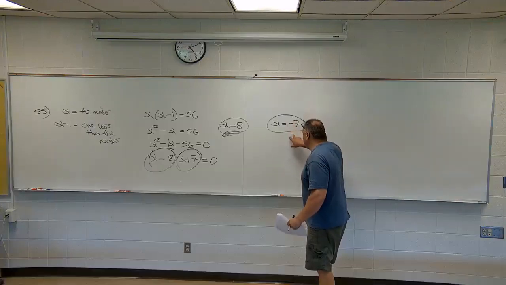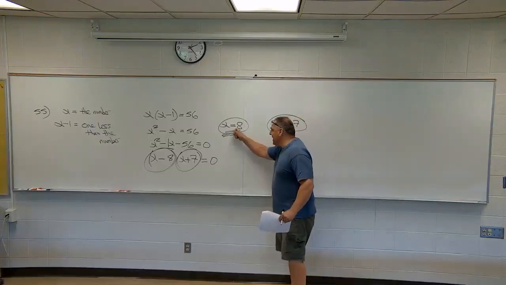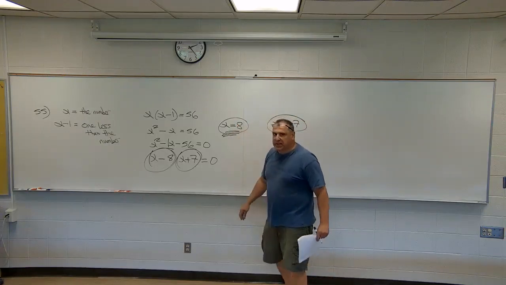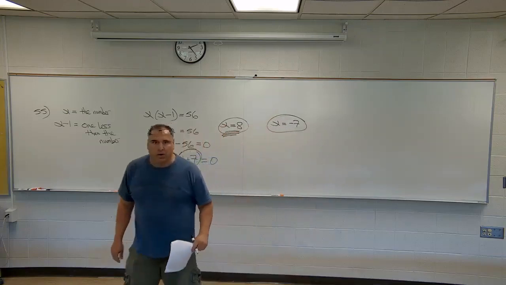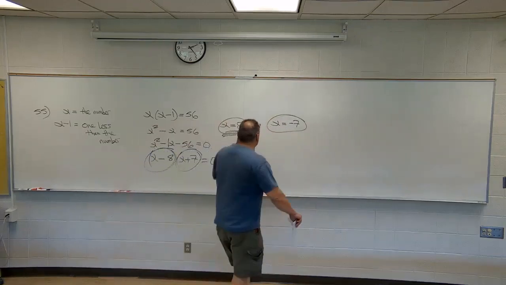Negative 7 times negative 8 is 56. If I take 8 and subtract 1, I get 7. 8 times 7 is also 56. So each of those numbers would work.